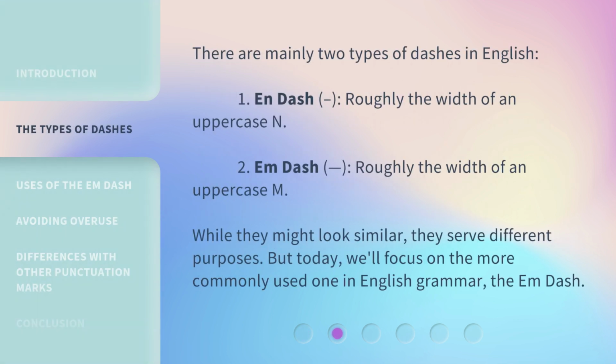There are mainly two types of dashes in English. 1. N dash, roughly the width of an uppercase N. 2. M dash, roughly the width of an uppercase M. While they might look similar, they serve different purposes. But today, we'll focus on the more commonly used one in English grammar, the M dash.